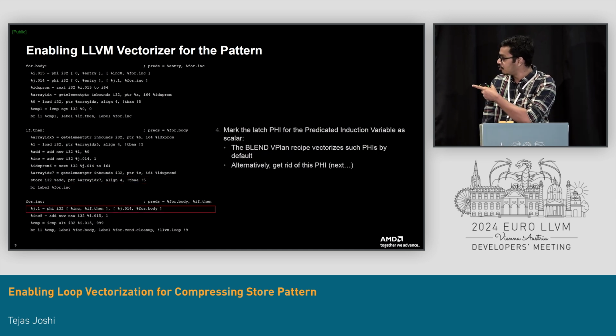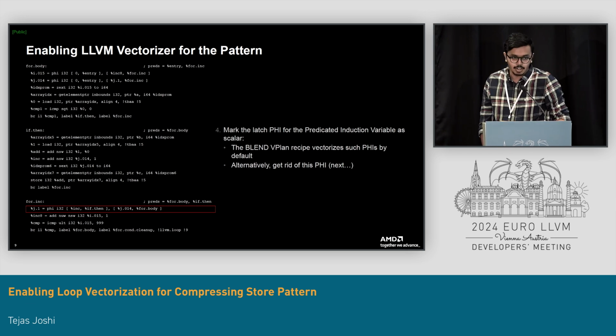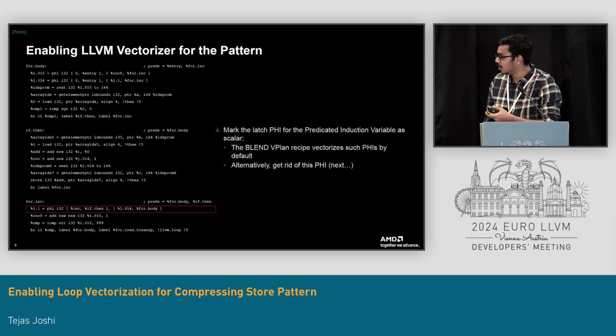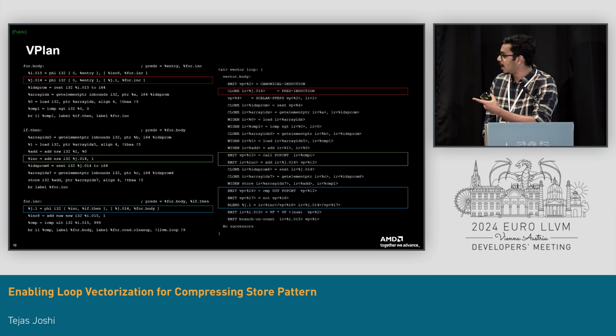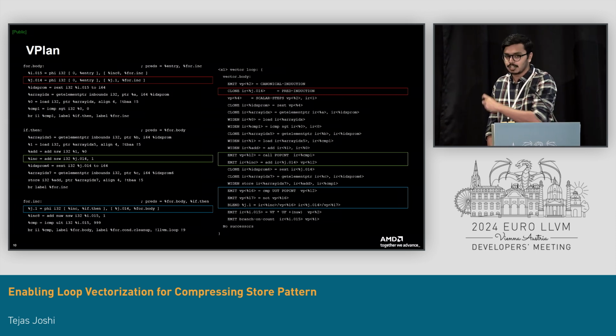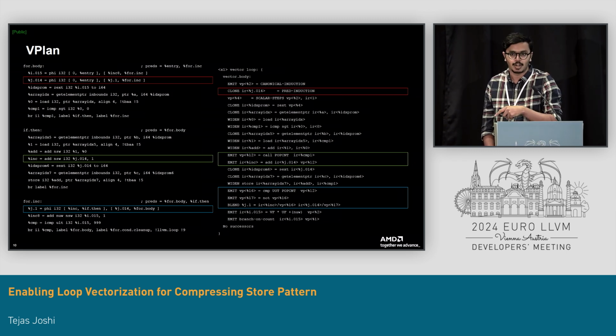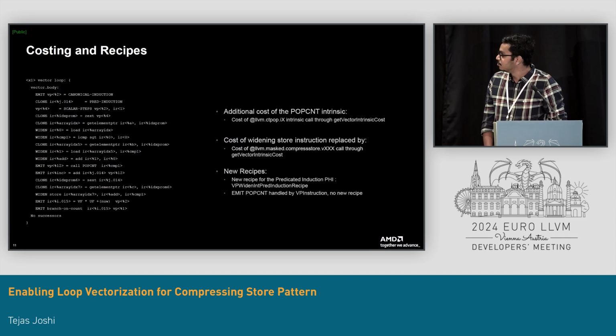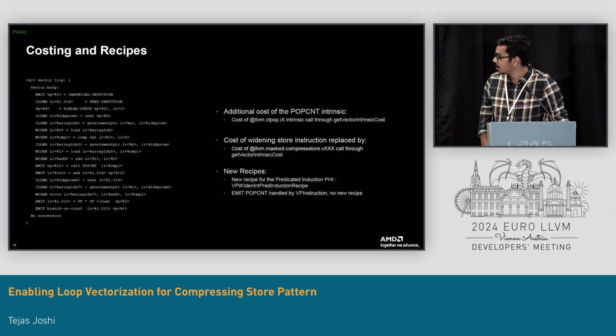Then there is a phi which is receiving the predicated induction variable. We can get rid of this. There are multiple ways to handle this, but we just do not want to vectorize it. This is just a VPlan, to show what we execute. One extra thing here is that we use a popcount instruction, because we don't know how many times J is incremented, and popcount can count the number of ones inside the mask so that J will be updated accordingly.